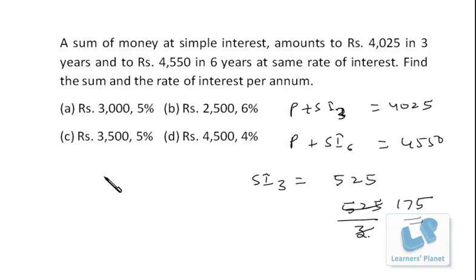Now it's very easy. You just go by option and try to find out the interest in each case. In this case, 3000 at 5% per annum, the amount will be 150, so it's not correct. In this case, 2500 at 6% is 150, so it's not correct. 4500 at 4%, it will be 180, so even it is not correct. Now 3500 at 5%, it will be 175 only, so it's correct. Okay, very simple.